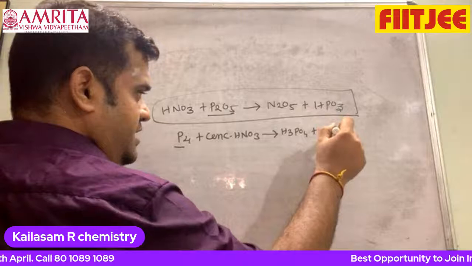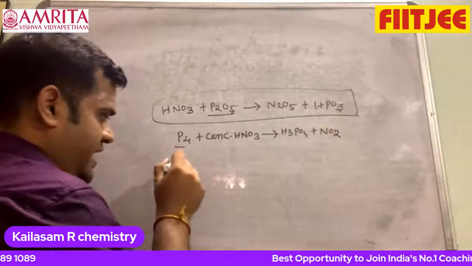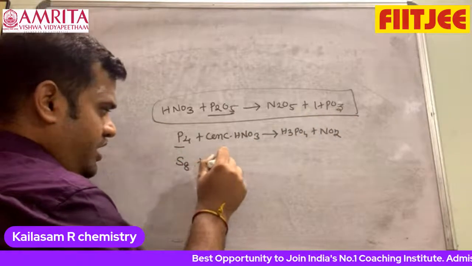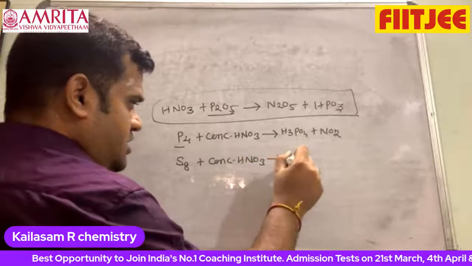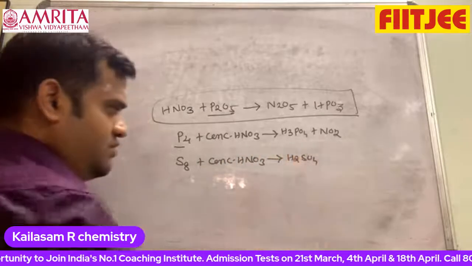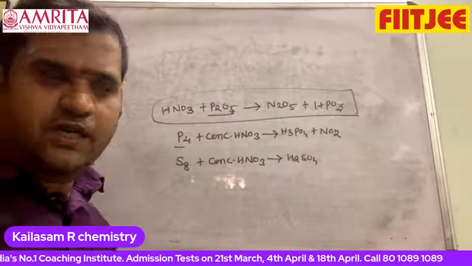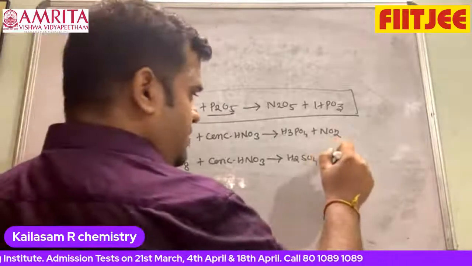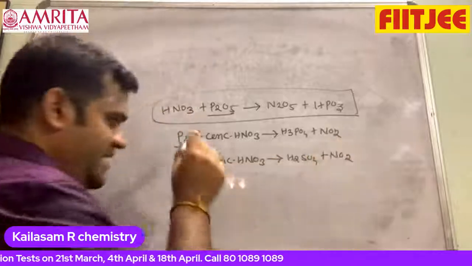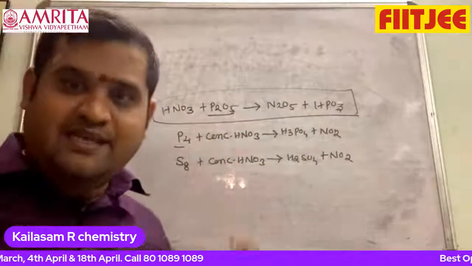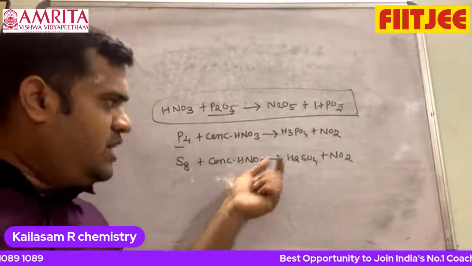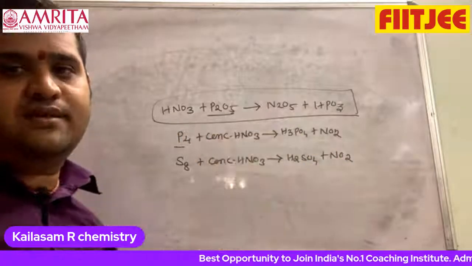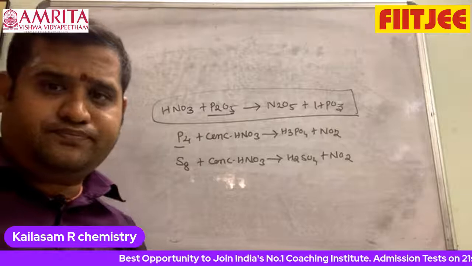This gives NO2 gas. Take S8, rhombic sulfur, with conc. HNO3. It always goes to H2SO4, the higher oxidation state, and NO2 gas is liberated. So when you are studying like this, don't study P4 and S8 separately. Study them as non-metals. When a non-metal reacts with conc. HNO3, it always liberates NO2 gas.